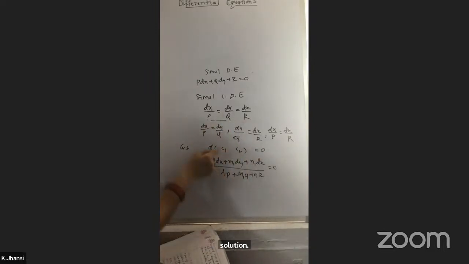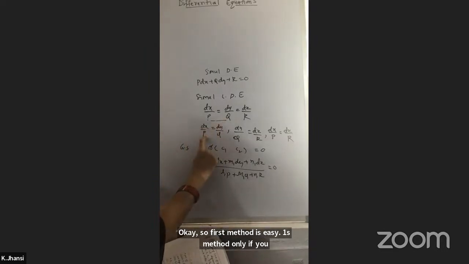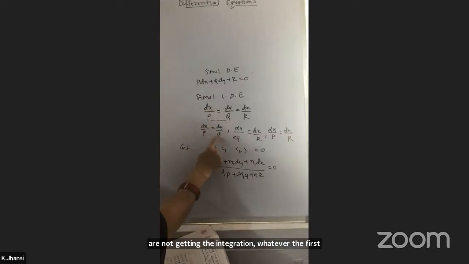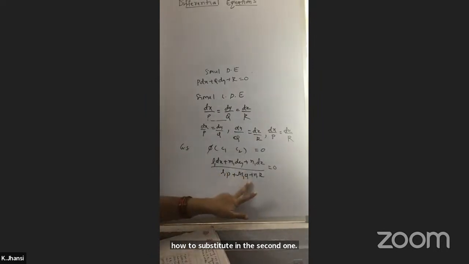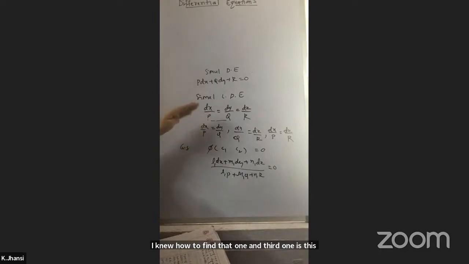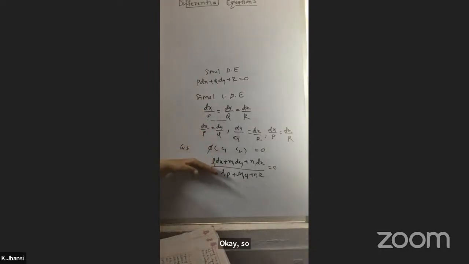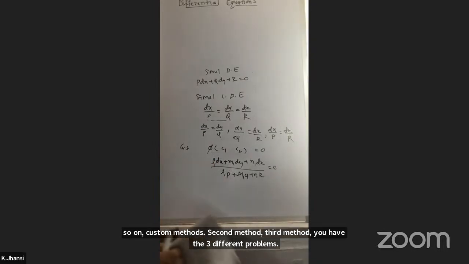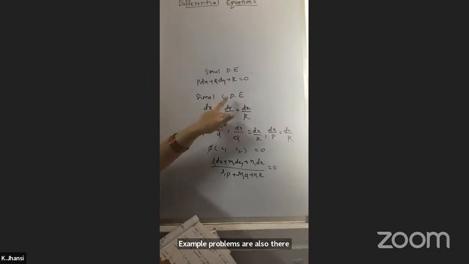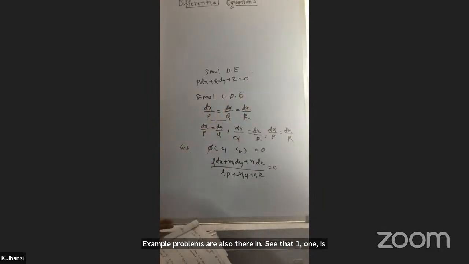In the second method, if you are not getting the integration for the first two ratios you take, you will get some value. That value you have to substitute in the second one and find the solution. And the third one is this one. Okay. So for the first method, second method and third method, you have three different problems. Example problems are also there in your textbook. Okay. See that. Simultaneous linear differential equation is a 10 marks question.